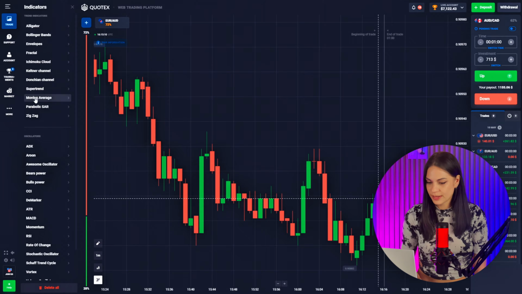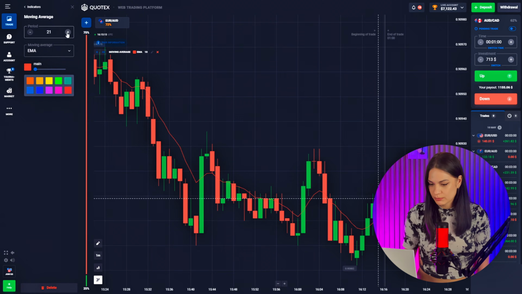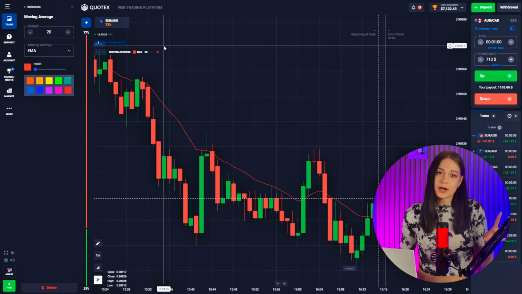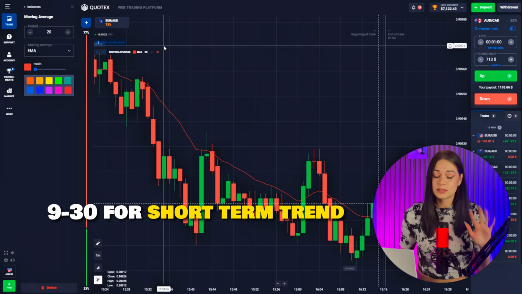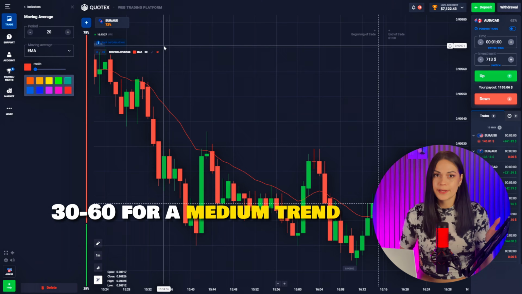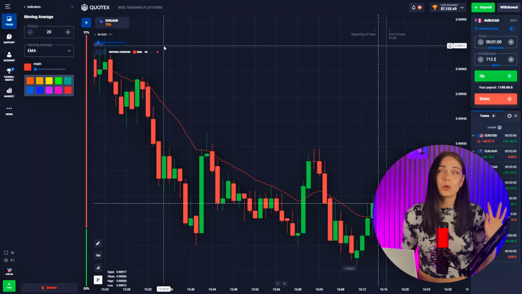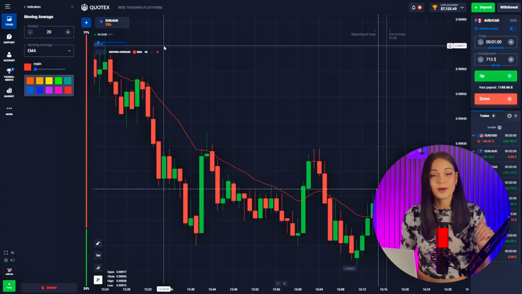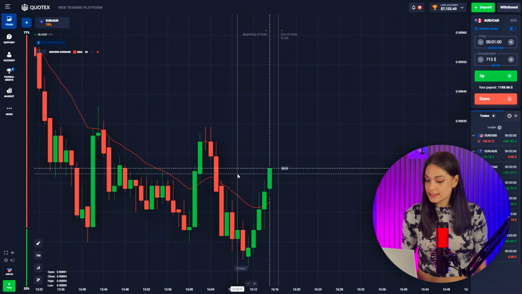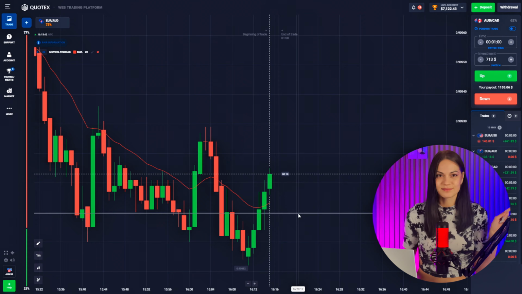We're opening the moving average, we're choosing the settings, which is EMA, and we're gonna take a period of 20. It doesn't really matter right now. So when we are analyzing a short-term trend, you can choose from 9 to 30. From 30 to 60, this is for a medium trend, and from 60 to 200 for a global one. It all depends on the way you play the game, on your strategy, and what is going on the market. So right now we can see the moving average indicator is ready to work and ready to give us signals. Let's move on to the next one.